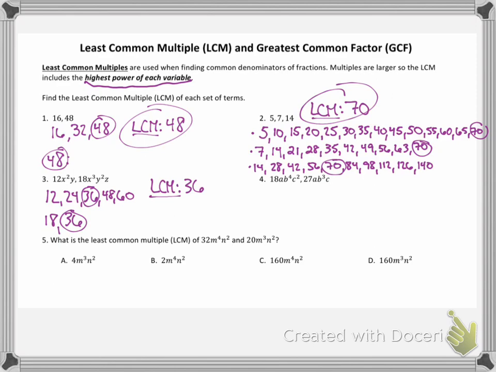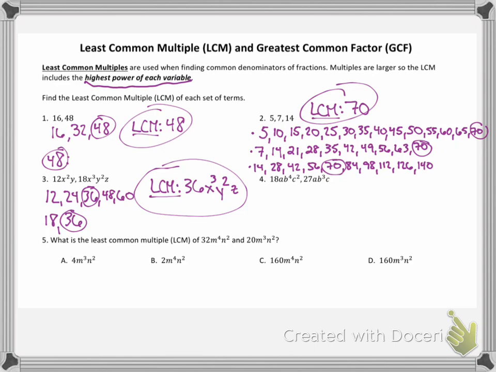Higher of x squared and x cubed would be x cubed. Then I'm going to compare the y and the y squared. Well, the higher would be the y squared. Now, we still have a z that hasn't been used. The first term had no z's. The second term had a z. Well, z is higher than nothing, so we're going to include that. Here's my LCM: 36 x cubed y squared z. So we're going to count up with our numbers, and we're also going to take the highest of each variable that exists.